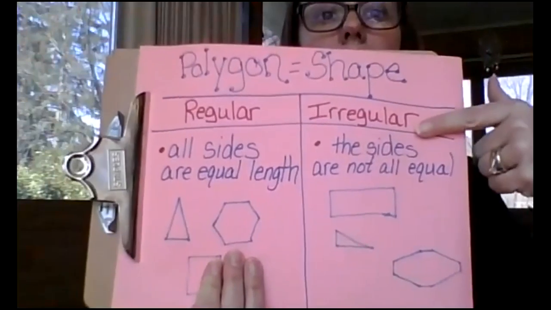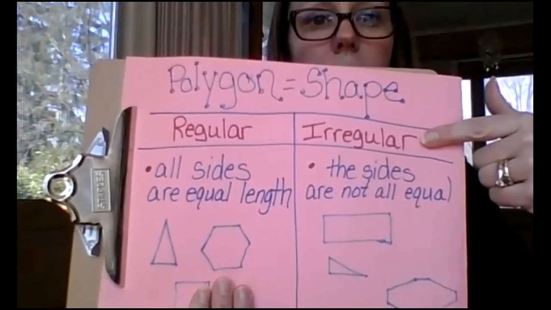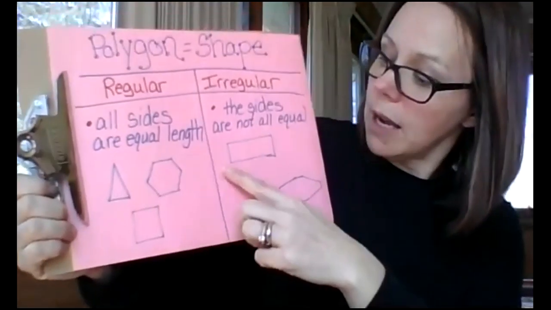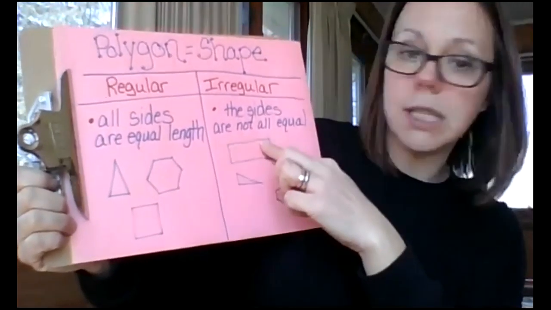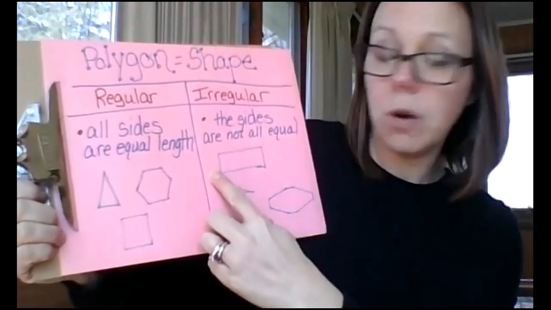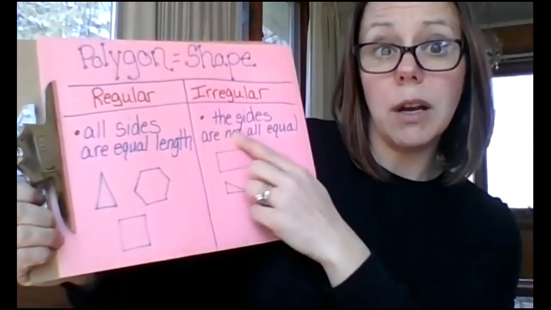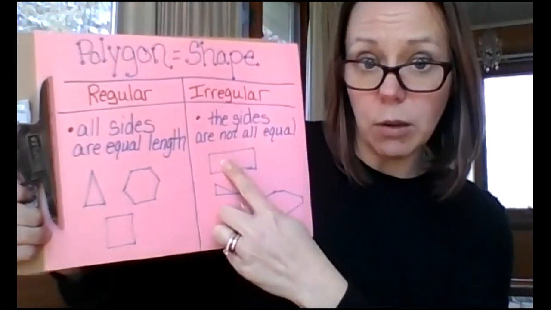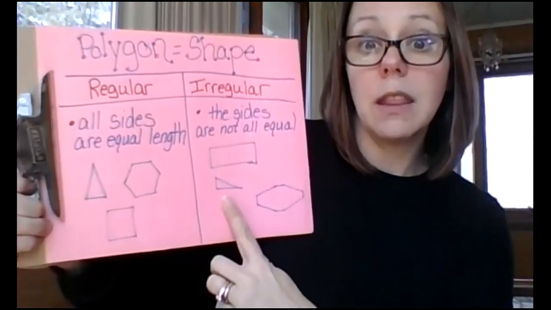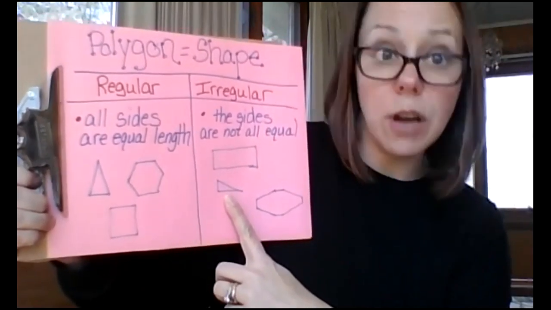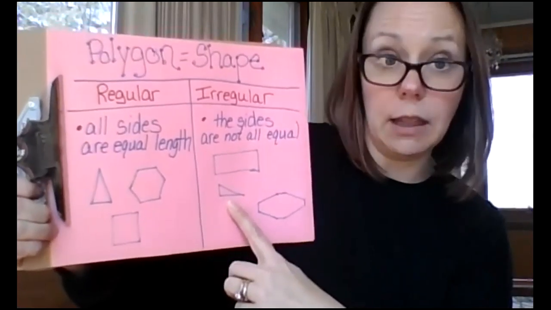Now, what makes a polygon an irregular polygon is that the sides are not all the same length. So a rectangle, where these two opposite sides are the same length, and these two are the same length, but all four of them are not, is an irregular polygon. This is an irregular triangle because the sides are not all equal length.